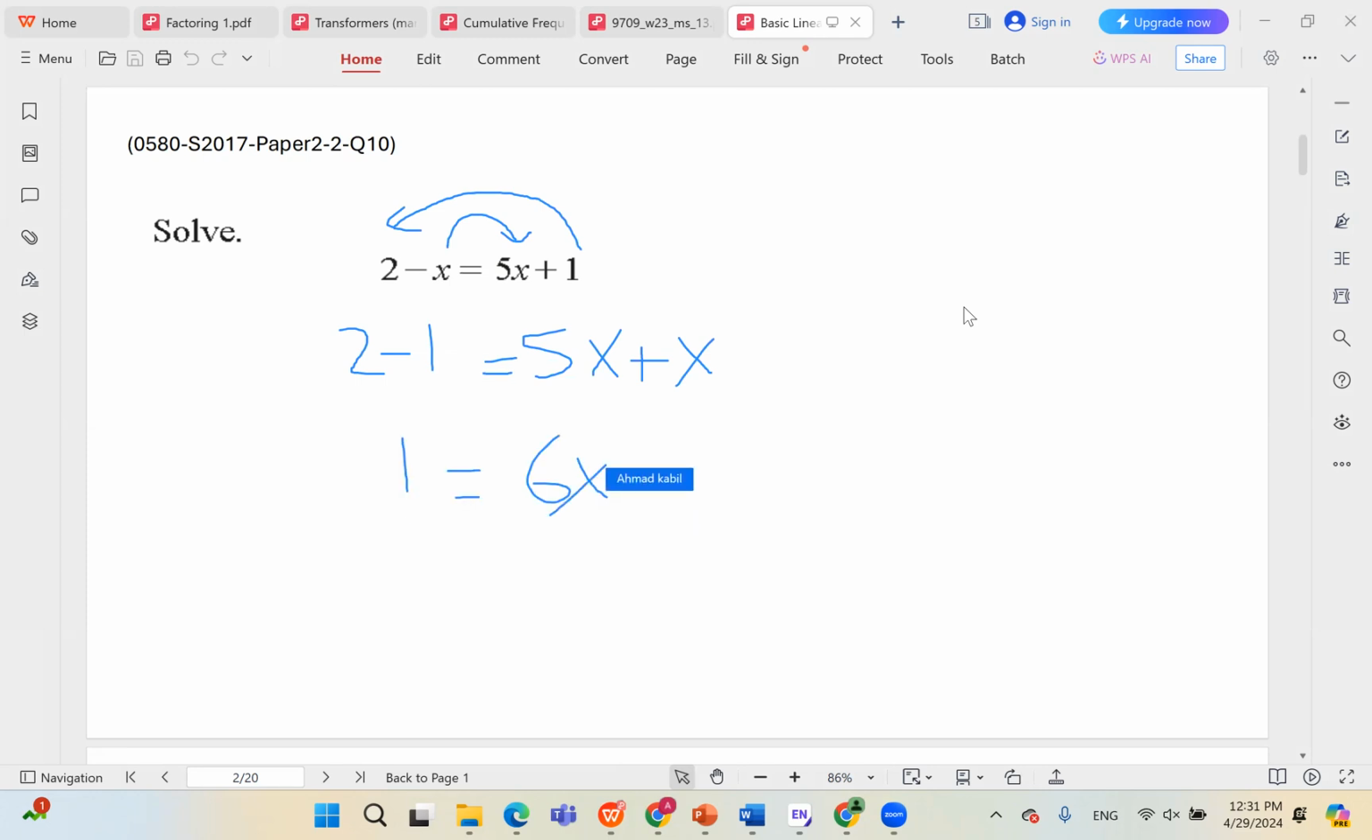And then we would divide by 6. So x equals 1 over 6. We divide both sides by 6. And you get x equals 1 over 6. 1 over 6 is the correct answer here.